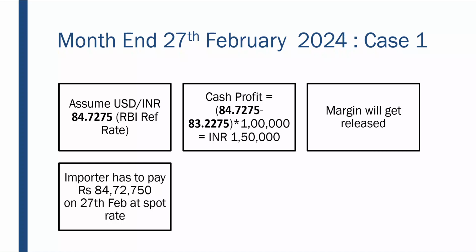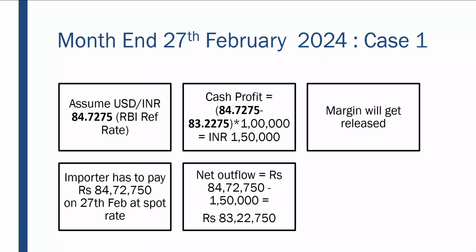Now the importer, on 27th of February, what happens? The importer has to make a payment. So he goes to the bank and the bank says today the rate is 84.7275. So he has to pay how much? 84,72,750 at the spot price. Assuming the RBI spot price and the bank price are the same, he has to make a payment of 84,72,750.